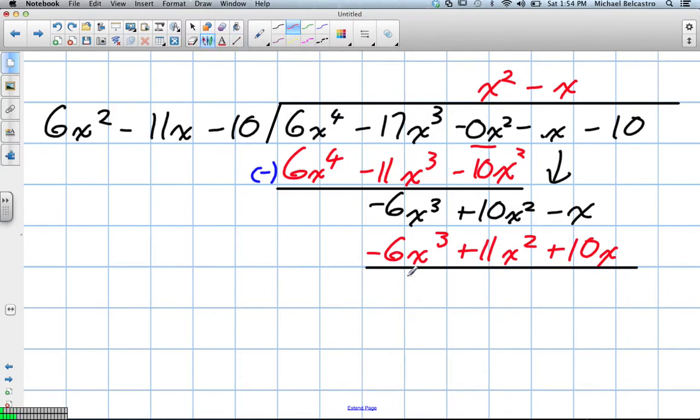The first ones are going to cancel out. Right? When we subtract this, we're going to get negative x squared. And when we subtract that, we're going to get negative 11x. Is that right? And then we'll bring down the negative 10.